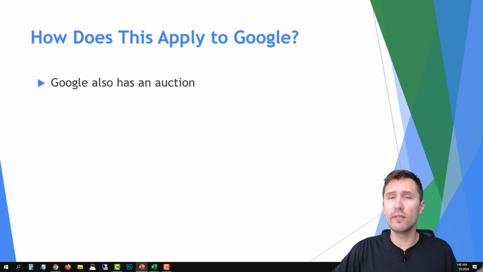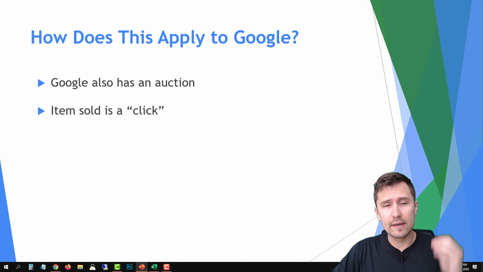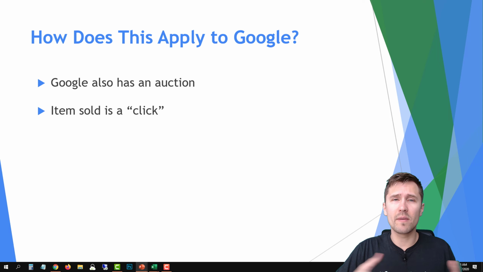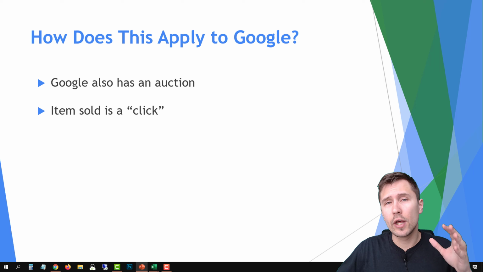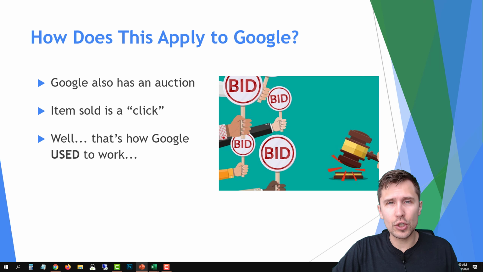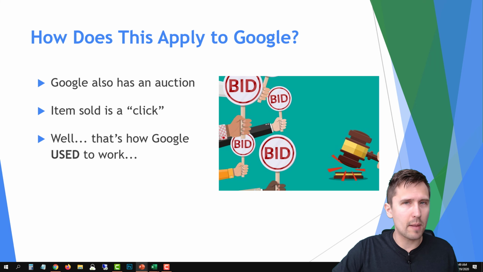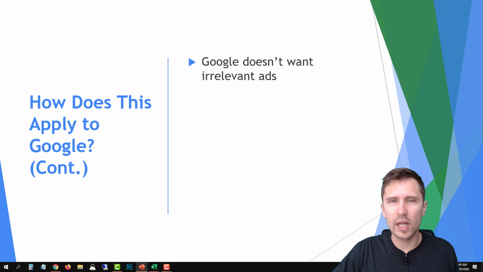Well, how does this apply to Google? Well, because Google also has an auction, and every item sold is a click, okay? And that's pretty much how it works, right? So whoever pays the most gets the click, right? No, that's how Google used to work. But do you guys know what the issue with that is? What is the problem with giving a click to the highest bidder? What's the problem with that? Well, you guessed it, relevancy.